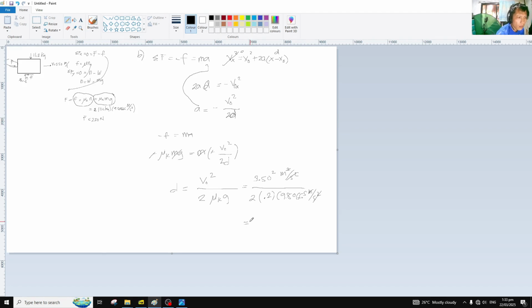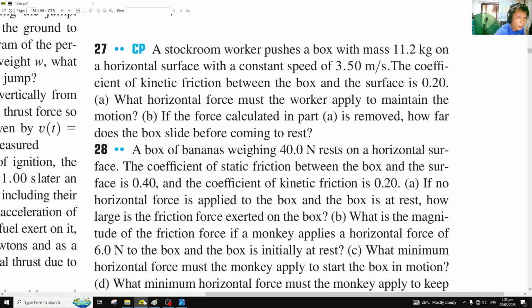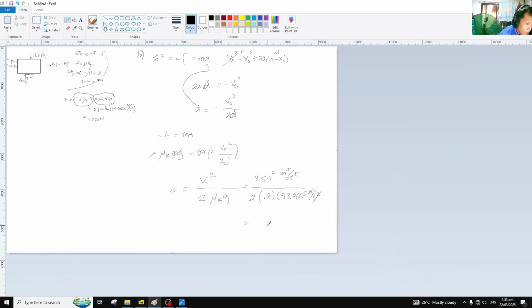I think we need two significant figures for this one, depending on the problem. The problem gives you three significant figures, so it should be three. So the answer is 3.12 meters. That would be the distance.